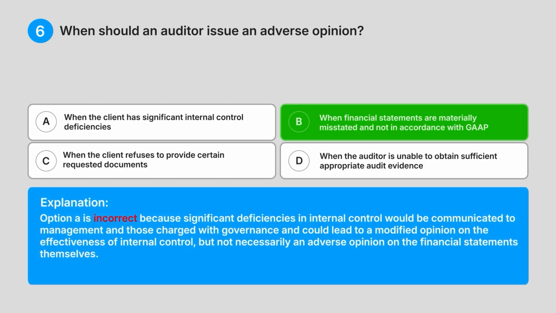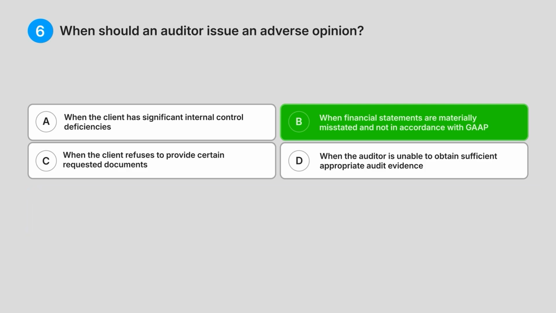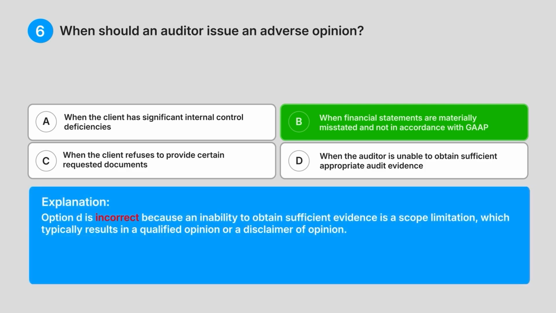Option A is incorrect because significant deficiencies in internal control would be communicated to management and those charged with governance, and could lead to a modified opinion on the effectiveness of internal control, but not necessarily an adverse opinion on the financial statements themselves. Option C is incorrect because a client's refusal to provide documents is a scope limitation, which would likely lead to a qualified opinion or a disclaimer of opinion, not an adverse one. Option D is incorrect because an inability to obtain sufficient evidence is a scope limitation, which typically results in a qualified opinion or a disclaimer of opinion.